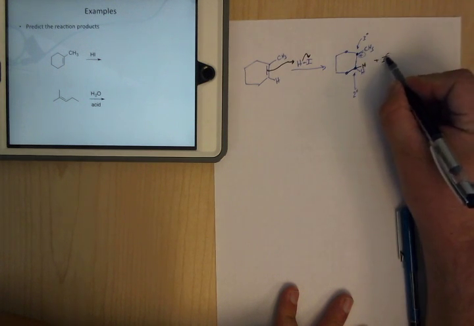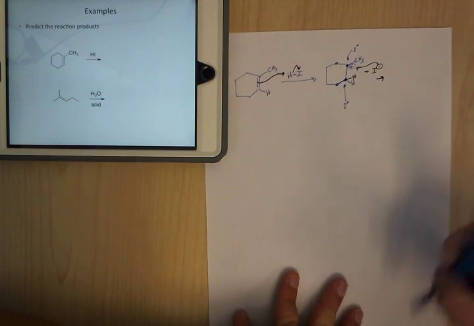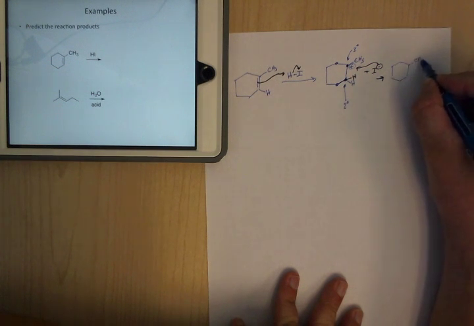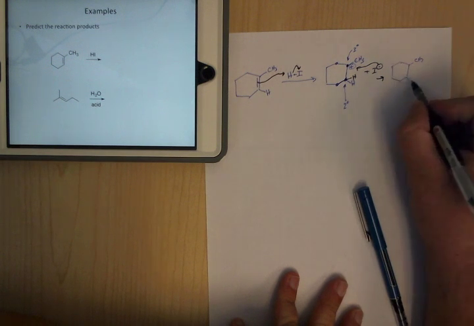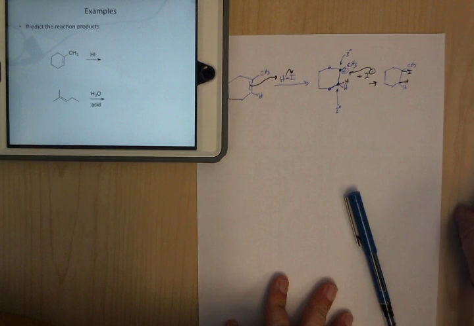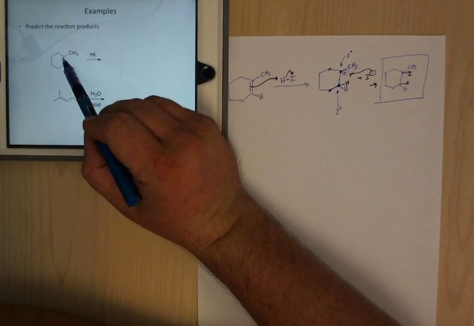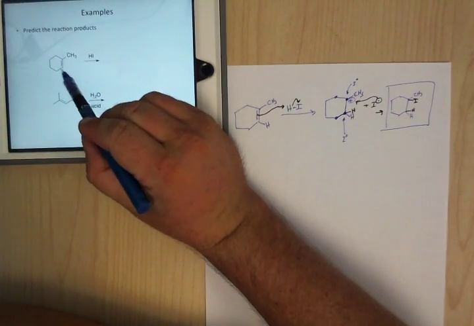Plus I minus. This attacks, so you end up with, and again, you don't have to draw the hydrogens, but it's easier to see where things are going. So this is your product. The double bond goes away, the iodine goes here, and then the hydrogen goes on the other side.